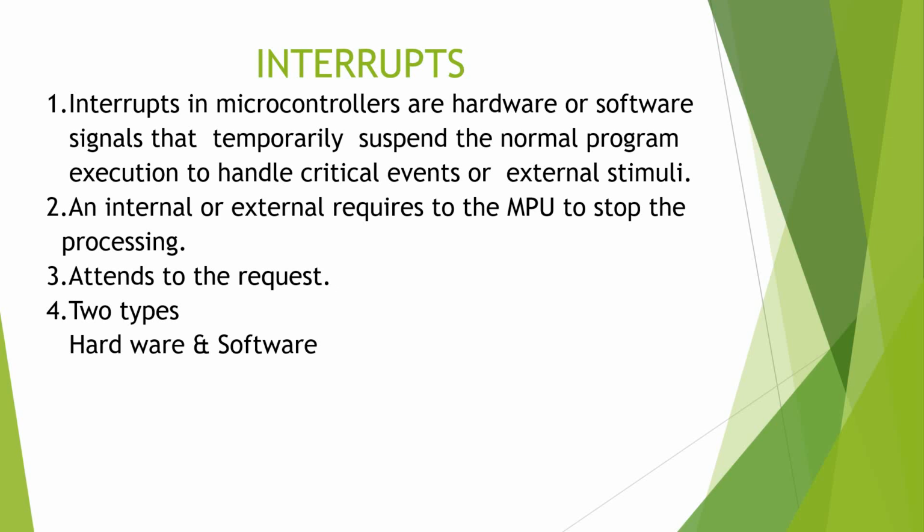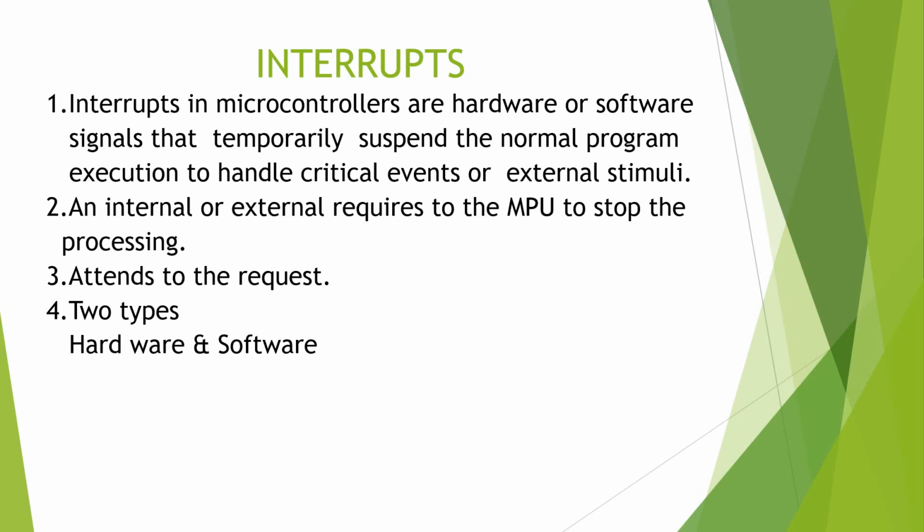Interrupt is nothing but temporarily suspending the normal program so that another specific program, whatever we give as input, can be executed. For example, take an IR sensor. Whenever a person or light falls on the sensor, the LED automatically turns on. So it can act as an interrupt. It can stop the microcontroller program from that state. So this is about the interrupt, and the internal or external source requires the microprocessor unit to stop the processing.